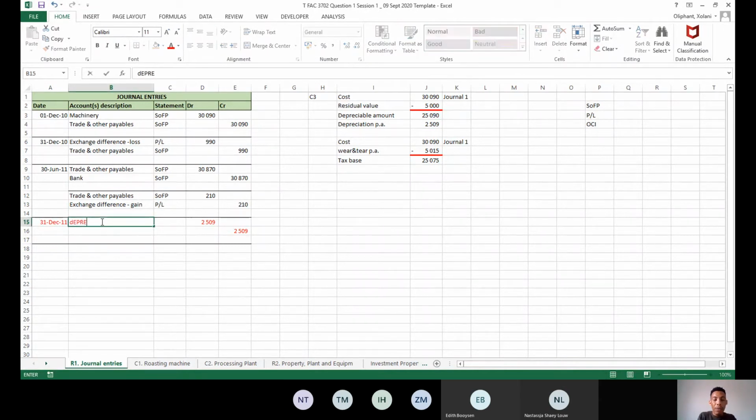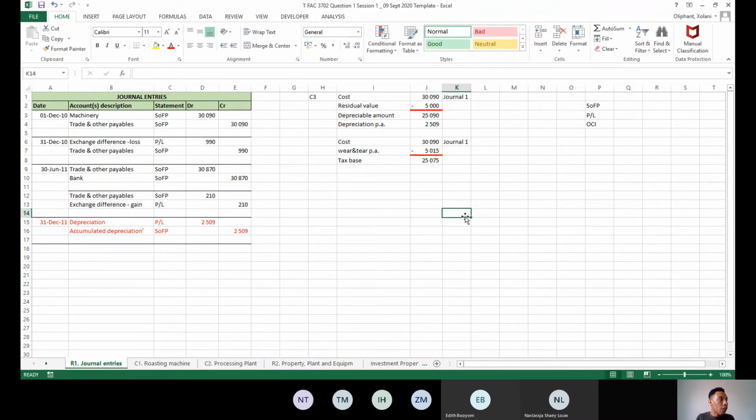So if this was part of the required entries, I would have debited depreciation, and then I would have credited what? Accumulated depreciation. Okay. And then where would I debit this in my profit or loss? And then where would I credit this in my statement of financial position? I've already had the amount there because I'm using Excel, but it's exactly the same as what I've calculated, because that amount comes in, right?